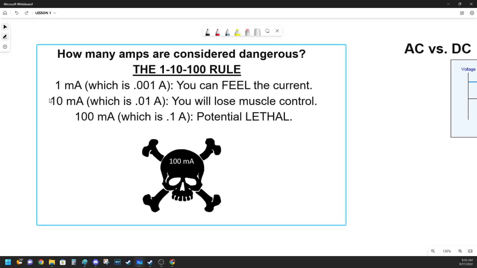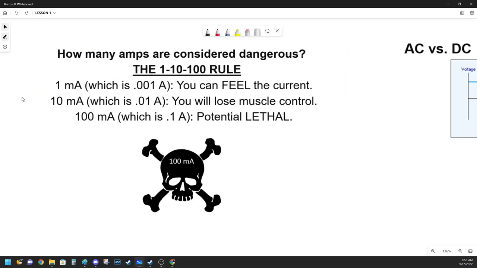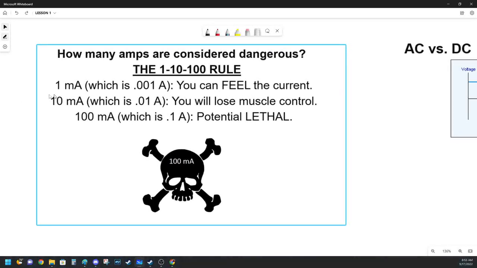10 milliamps is when you lose muscle control. When I was in the Marine Corps, they said, hey, if there's a wire and you need to test it, make sure you test it with the back of your hand. Because if it's above 10 milliamps and you touch it with the front of your hand, you're not going to be able to let go on your own.